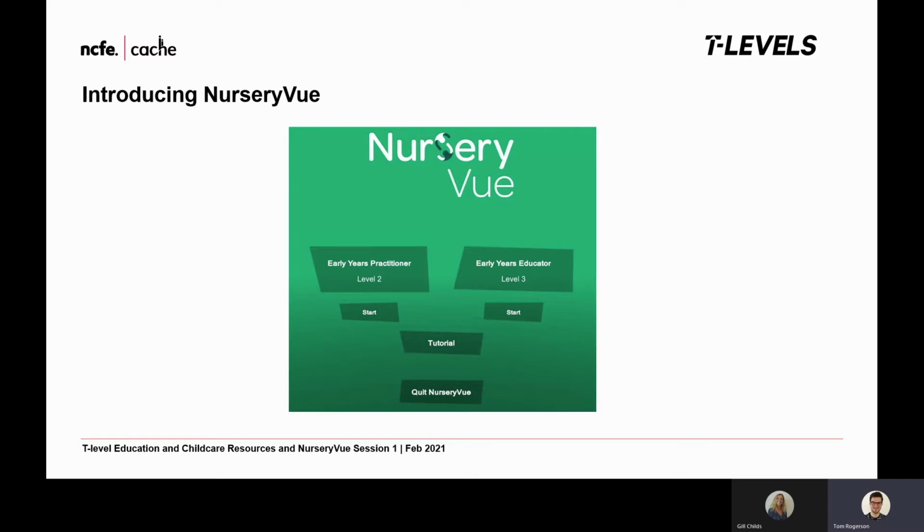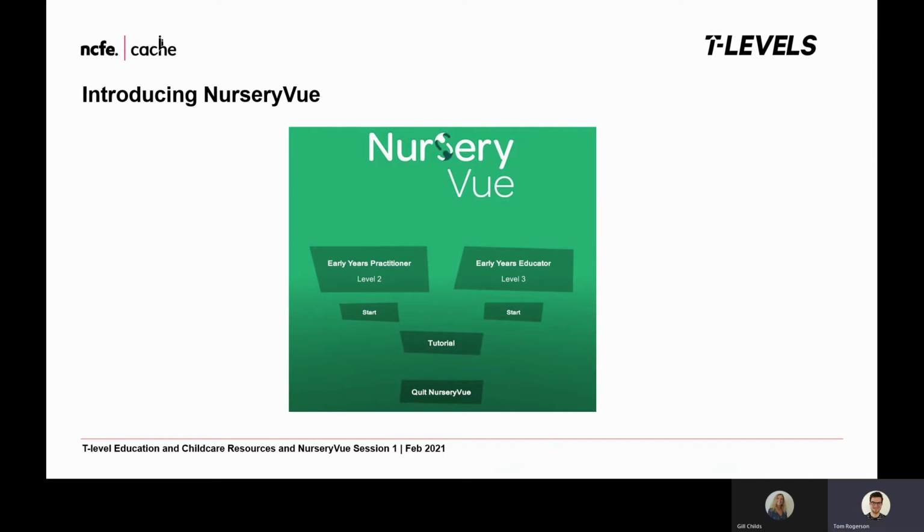NurseryVue was originally built for VR, but as colleges have shifted to remote learning, we've adapted it to desktop. Whilst the desktop version is not as interactive as the VR version, it still covers the exact same topics and is based on the learn, exercise, and quiz format.